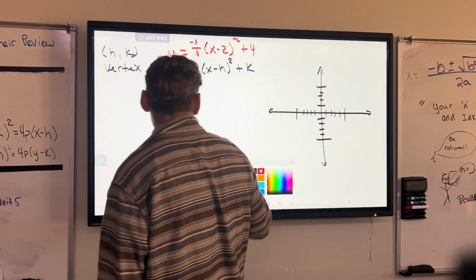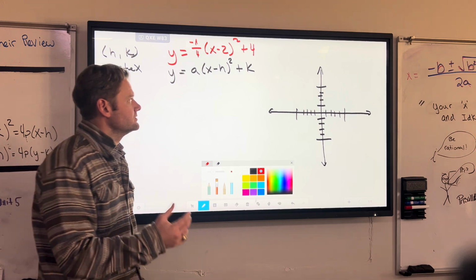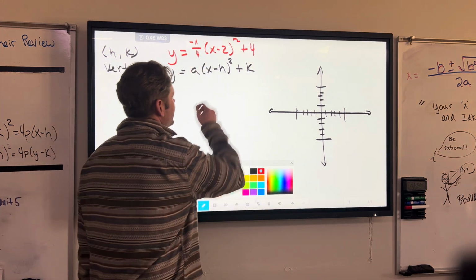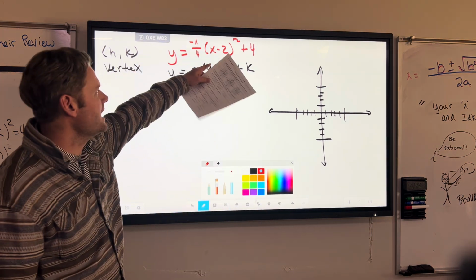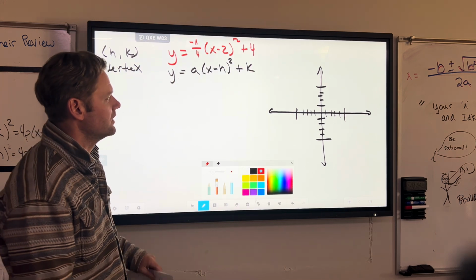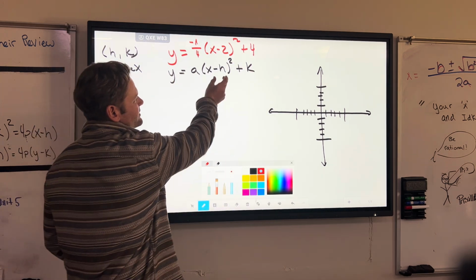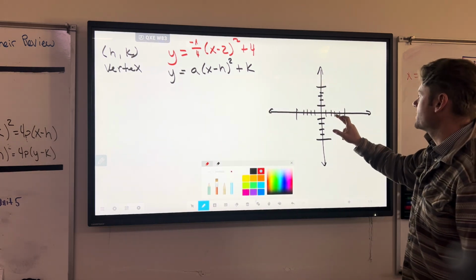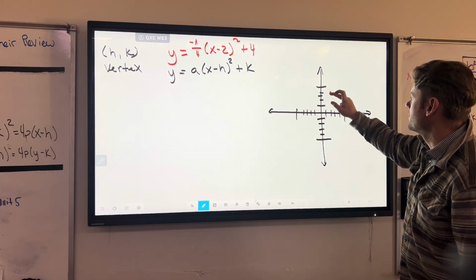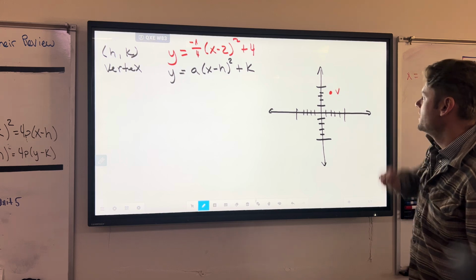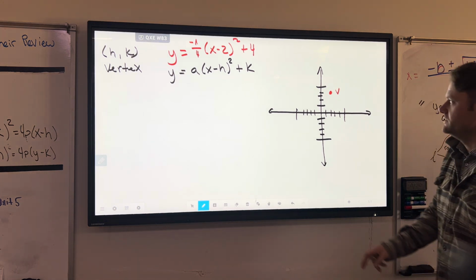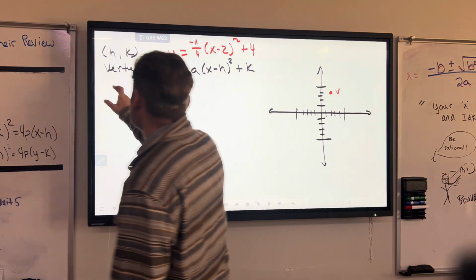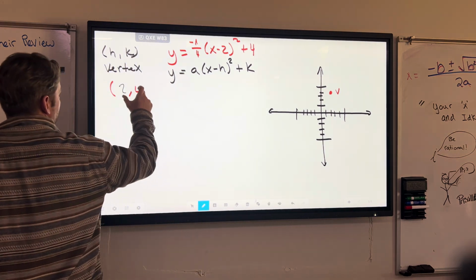Well, what's the first point I need to sketch when I'm doing the graph? Well, I need to sketch my vertex. So it's minus 2 plus 4. So that's a positive 2. Remember, it's opposite your h. So my vertex is 2 comma 4. So 2, up 4. My vertex is right here, and I'm going to label that as V. My vertex is at 2 comma 4.